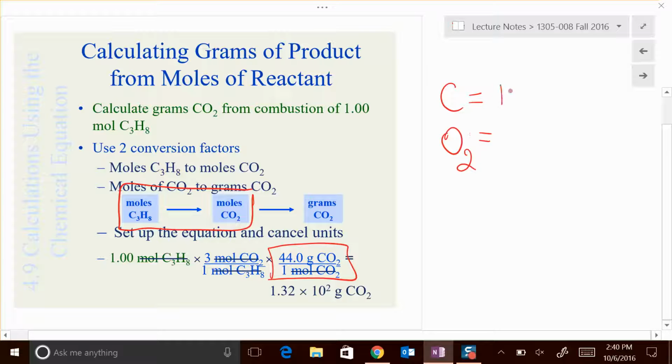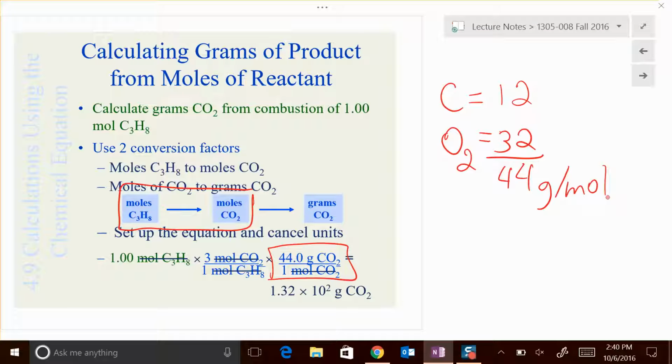Carbon has a mass of 12, oxygen times 2, 32. So we have 44 grams per mole. That's where the 44 is coming from. It's coming from the periodic table. So whenever I have units of grams in my conversion factor, where do I find those units? I find them there. Okay?